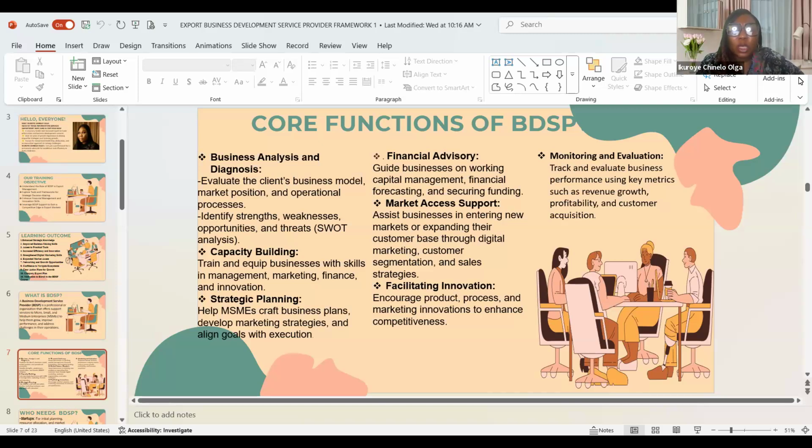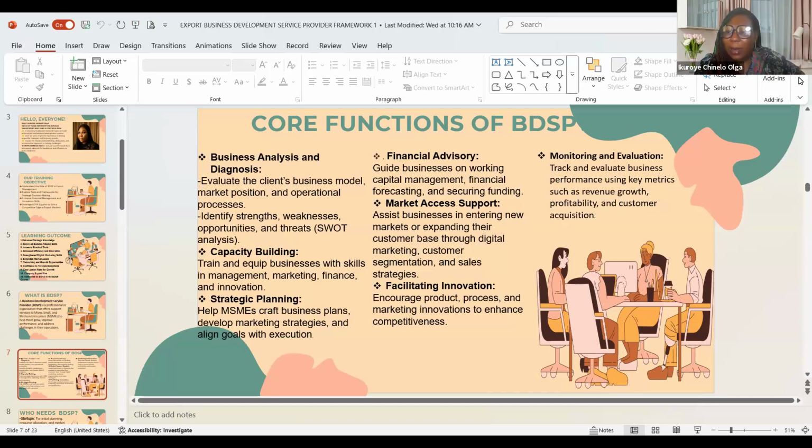Then we also have strategic planning. It's plans to tell you, oh, at this peak, this is what you're supposed to do. At this period, do not invest. This period, so your planning. It also gives you financial advisory.